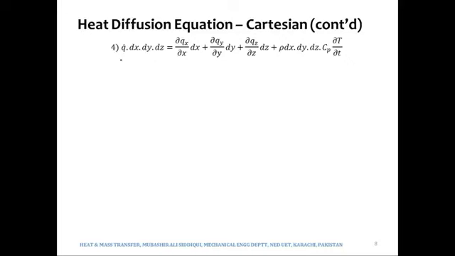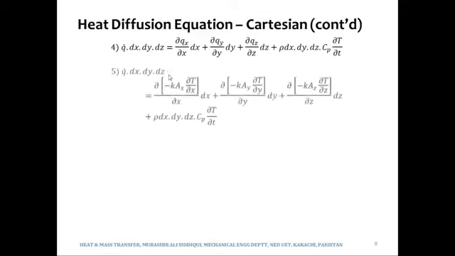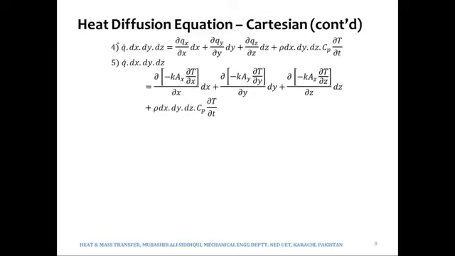Then writing equation 4 again, because this is our starting point on the next slide. What we will do is that the left hand side of the equation remains unchanged, whereas we will do some mathematics on the right hand side of the equation. See, we have ∂/∂x of Q, and Q is written as minus kA ∂T/∂x as per Fourier's law of heat conduction.